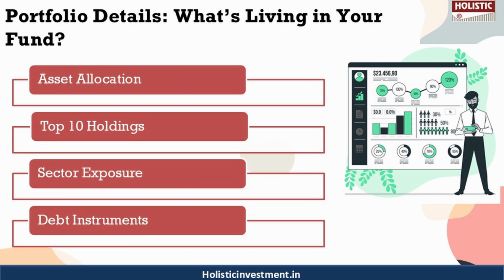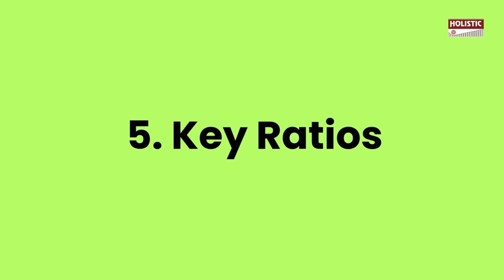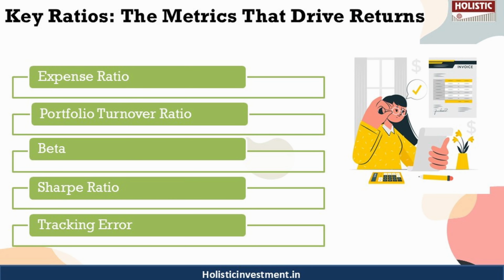Checking these lines is like verifying the ingredients before you eat. Section 5 is key ratios. Some ratios pack more punch than performance charts. First is the expense ratio. Every basis point spent on fees is a basis point not compounding for you. Would you burn money on hidden charges?